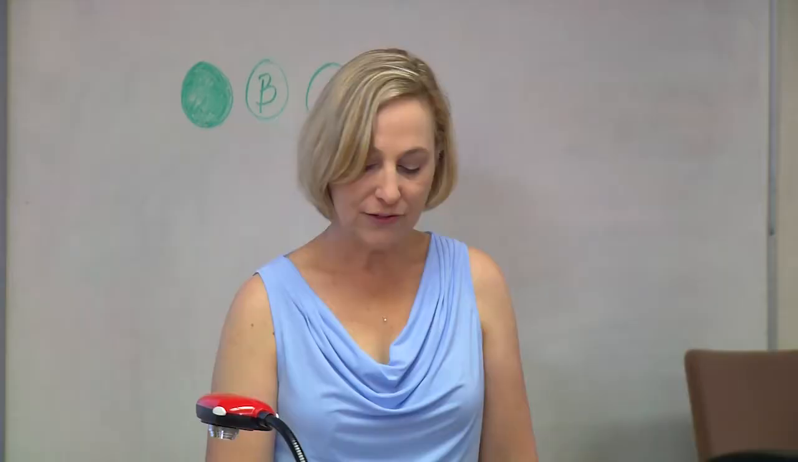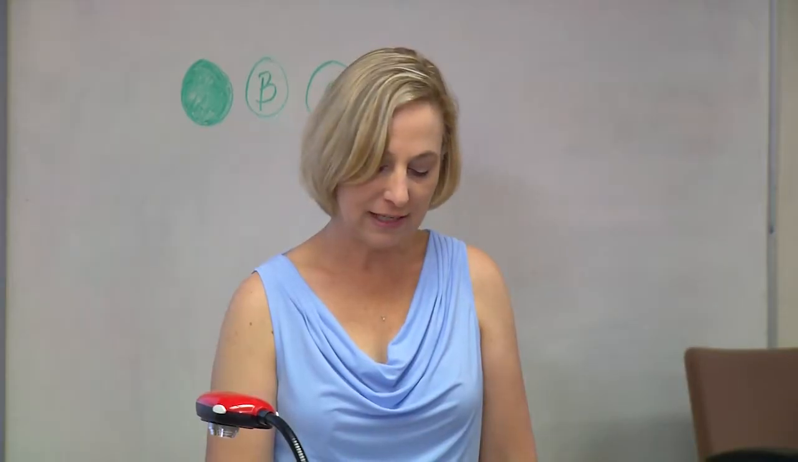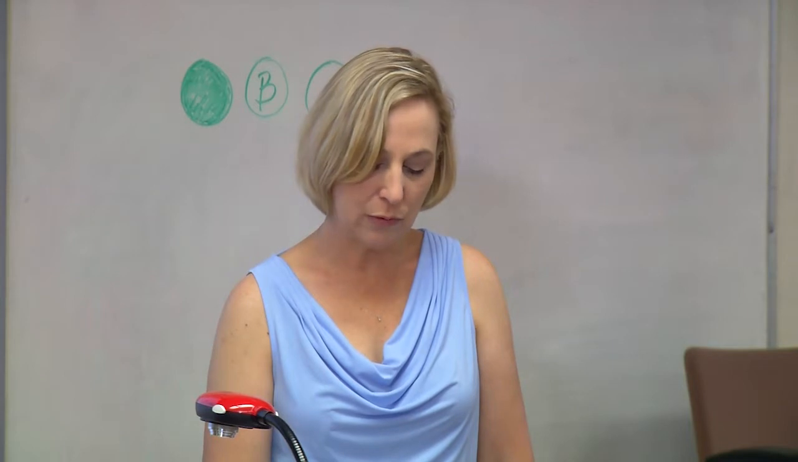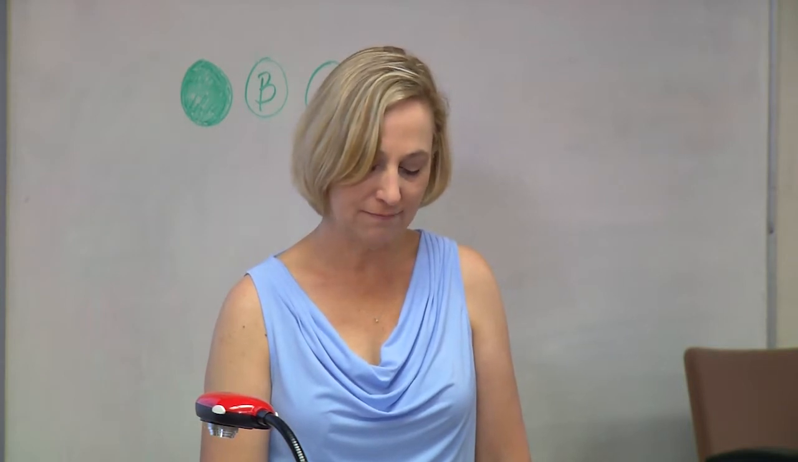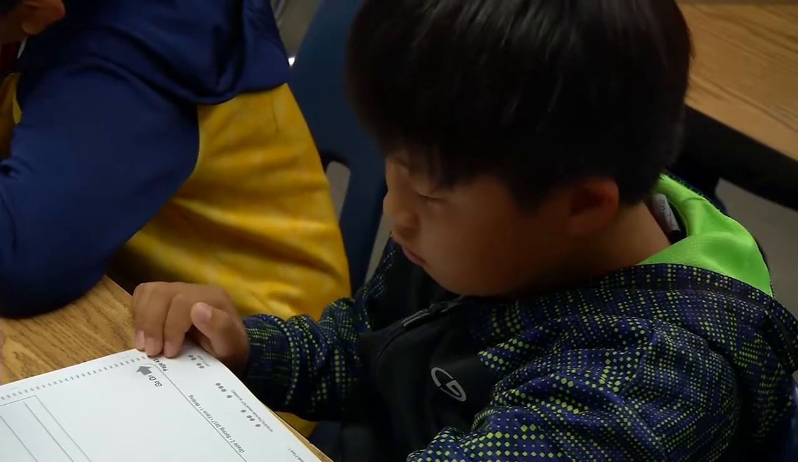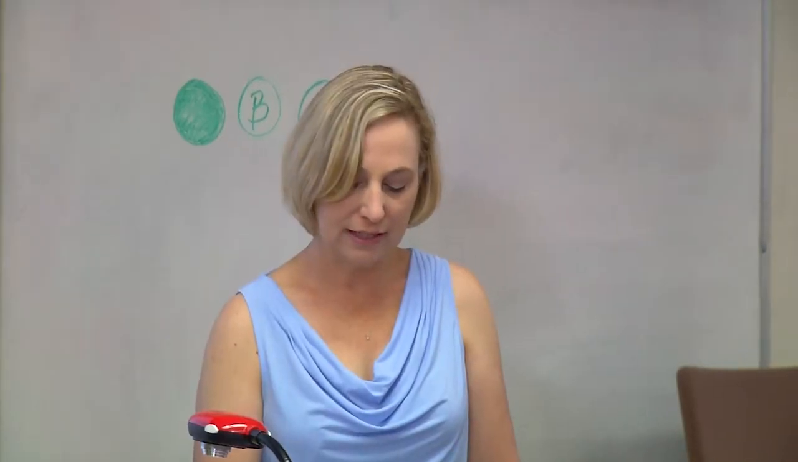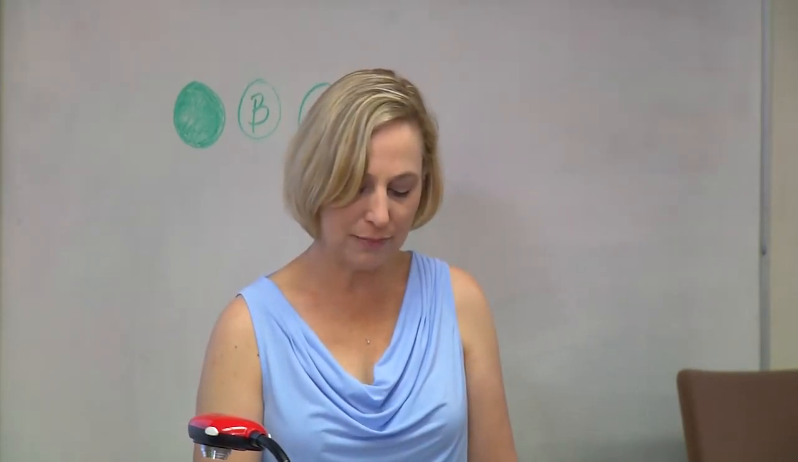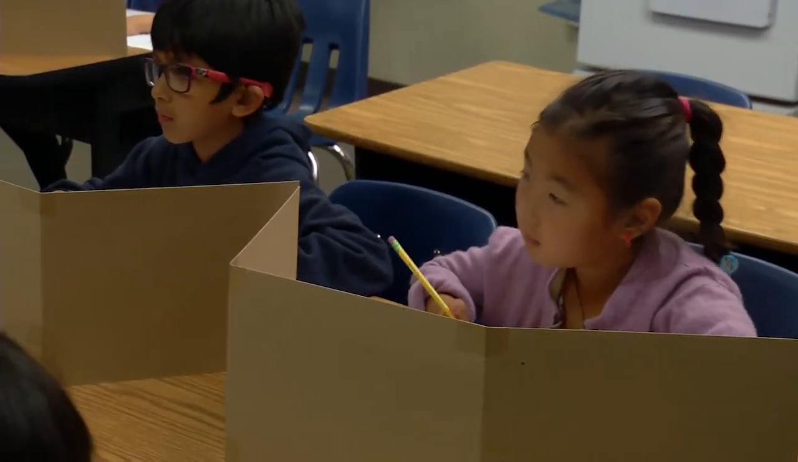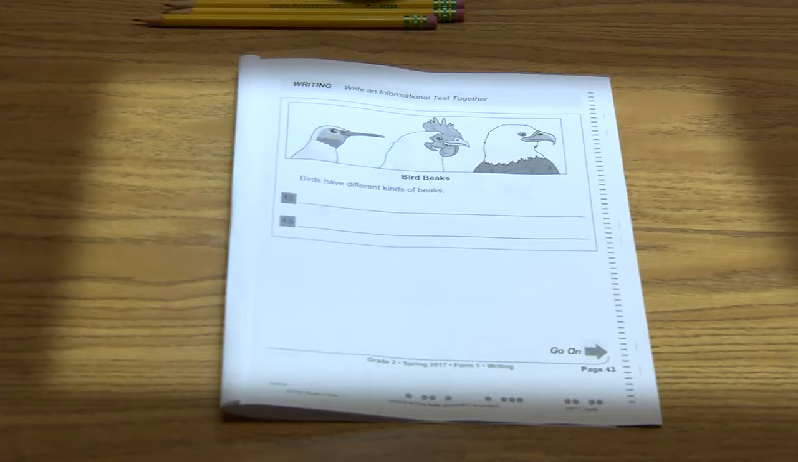Now I'm going to tell you some information about the kinds of beaks that birds have. Listen carefully. Then we will write about what we have learned. All birds have beaks. Beaks help birds eat the food they need. A hummingbird has a long, thin beak to drink nectar. A chicken has a short, pointy beak to eat seeds. The eagle has a strong, sharp beak to eat meat. Beaks are important for birds to live.